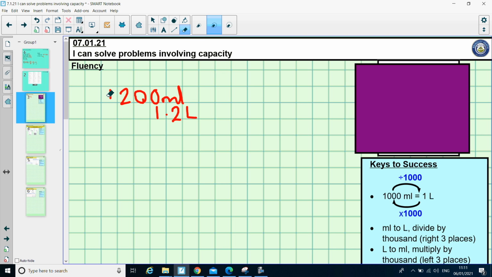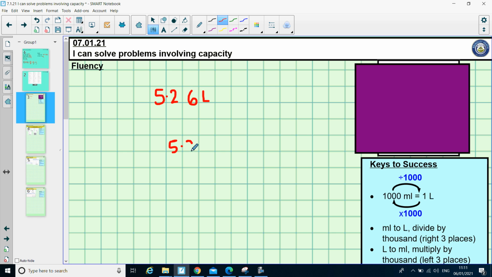Okay, doing it the other way round, if I want to convert from litres to millilitres, then I have got to times by 1,000. So if I had a question that said, what is 5.26 litres in millilitres, I've got to times that by 1,000. So I take my 5.26 and I have to move each digit 3 places. My 5 at the moment is in my ones column. If I move it 1 place, it's in my tens column. 2 places, it's in my hundreds column. But 3 places, it ends up in my thousands column.